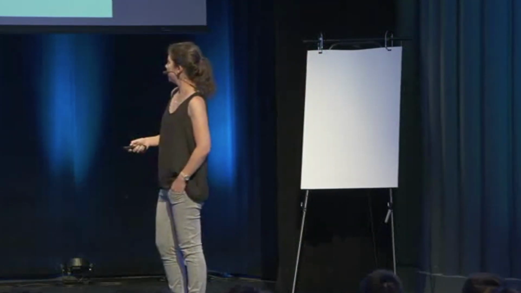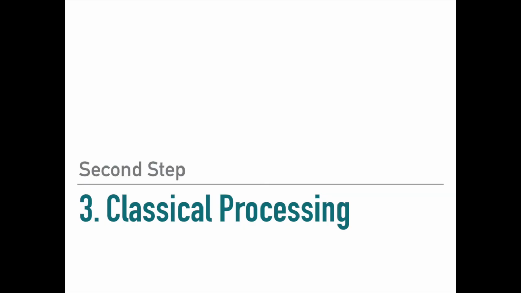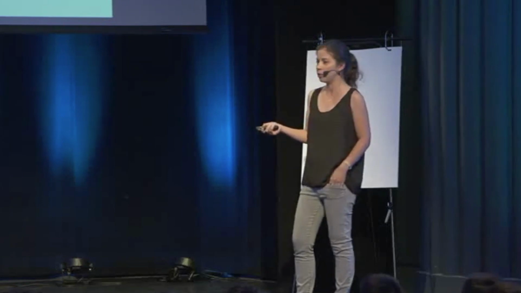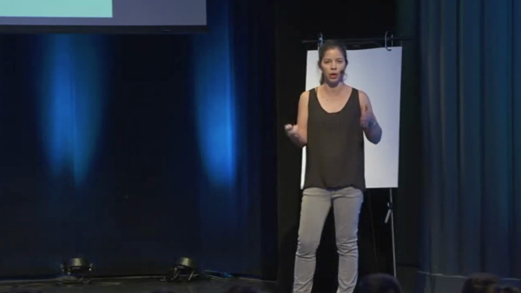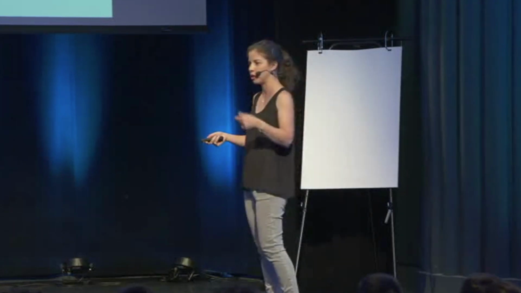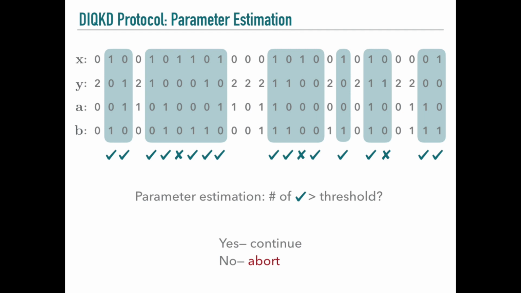Okay, so we got the data, and now we want to do something with it. So now we're moving to the classical post-processing. The first thing that we need to do is parameter estimation. This is the part where we're basically testing the device. We're checking whether the device is sufficiently good for us to produce a key. So we're going to take the test rounds, and check whether the game is won or not in each of these rounds. Let's say I checked, and in these rounds the game is won. In these ones, it loses.